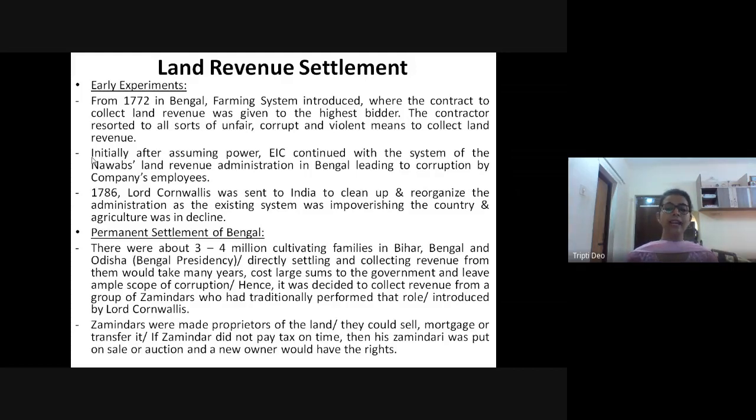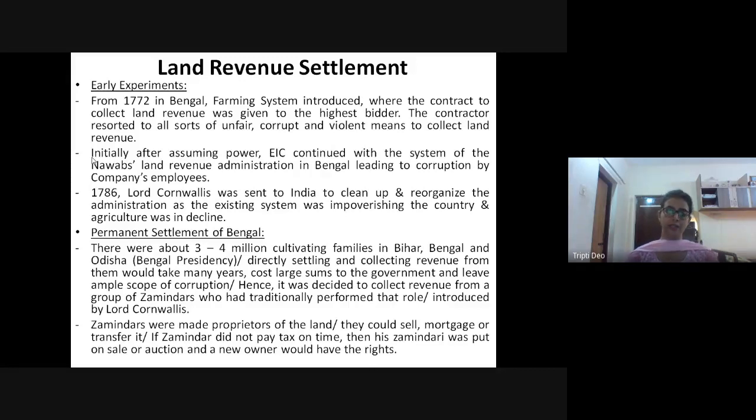What I mean is the entire region of Bengal, Bihar, and Odisha, which was under the Bengal presidency. Now, here, according to the permanent settlement system, the settlement was made directly settling and collecting revenue from them would take many years, right? And it would cost large sums to the government and leave ample scope of corruption. So hence it was decided to collect revenue from a group of zamindars who had traditionally performed the role, and this was introduced by Lord Cornwallis.